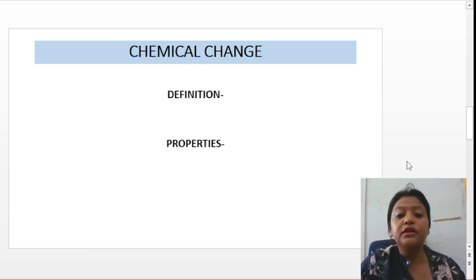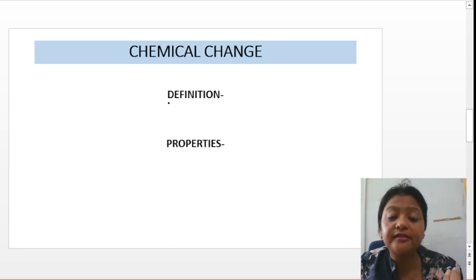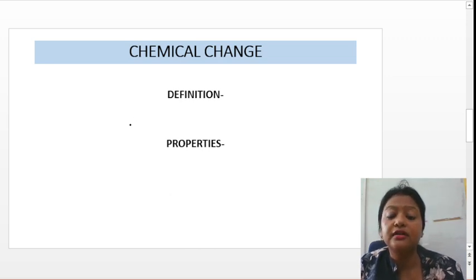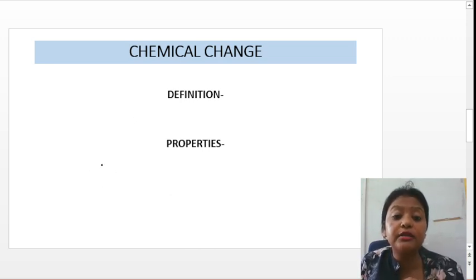But if you come to the chemical change, how will you define it? First of all, a chemical change is when two or more substances react with each other and lead to the formation of a new product. Also the chemical property, the internal property, changes. Such changes or reactions are known as chemical reactions or chemical changes. What are the properties of chemical change?